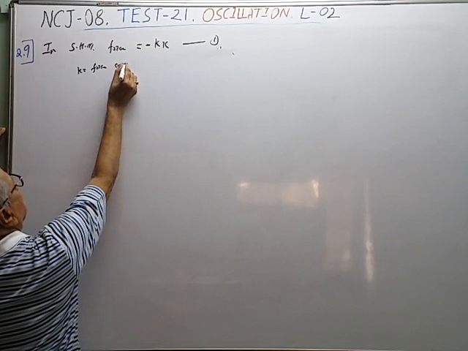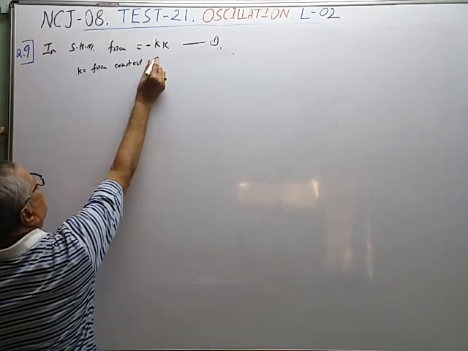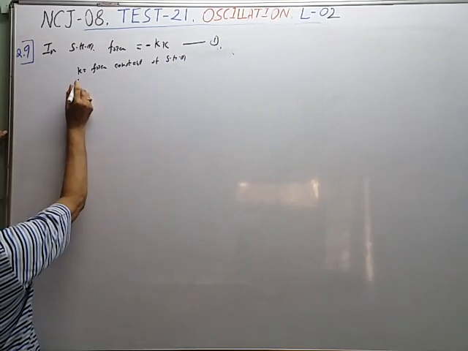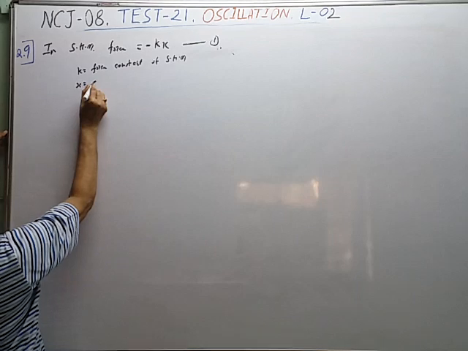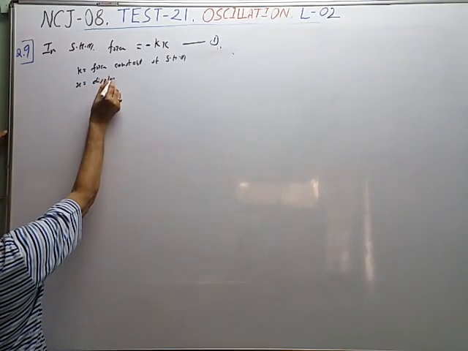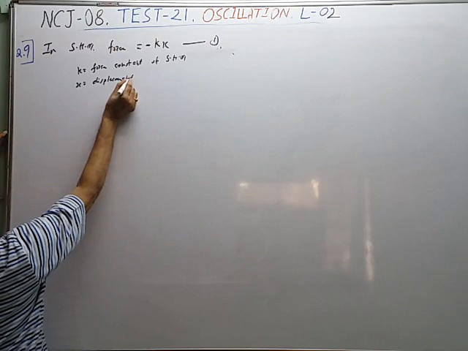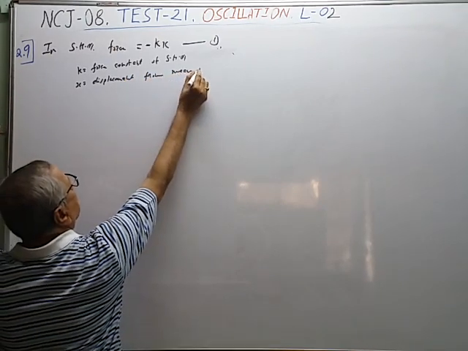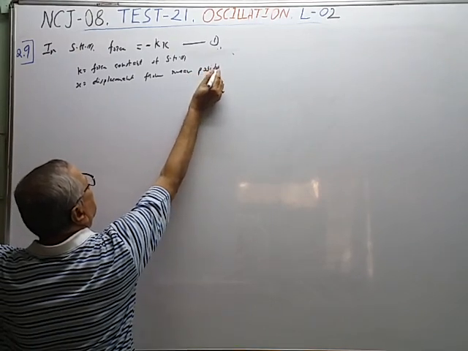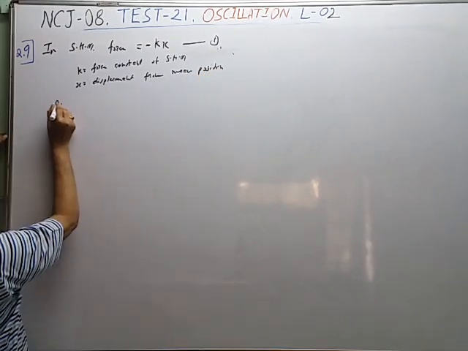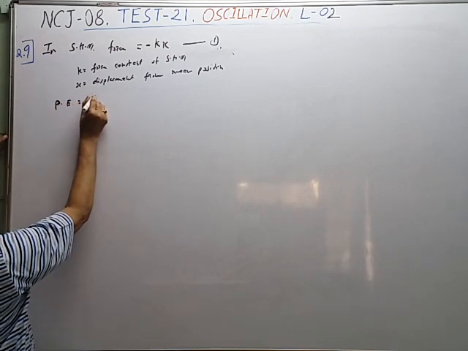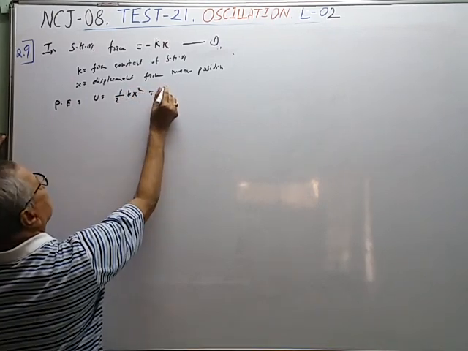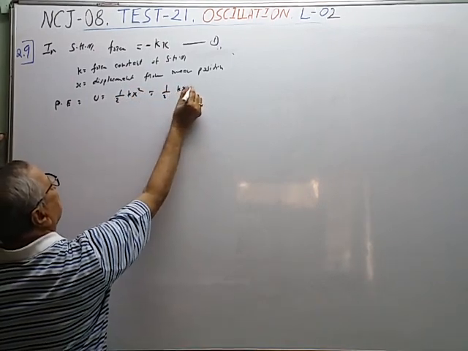K is the force constant of SHM. X is the displacement from mean position. Potential energy U is equal to 1/2 kx square, which is equal to 1/2 kx into x.